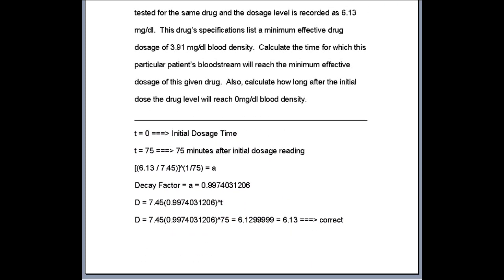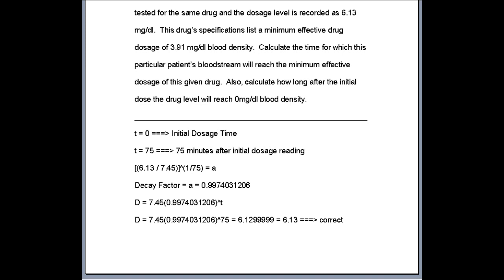So we must first establish the finite time limits, what we do know. So t is equal to 0 and t is equal to 75. t can be substituted for x since time is always on the x-axis. So our initial dosage time, t equals 0, and 75 minutes after initial dosage, or 1:15 a.m., we have t is equal to 75.